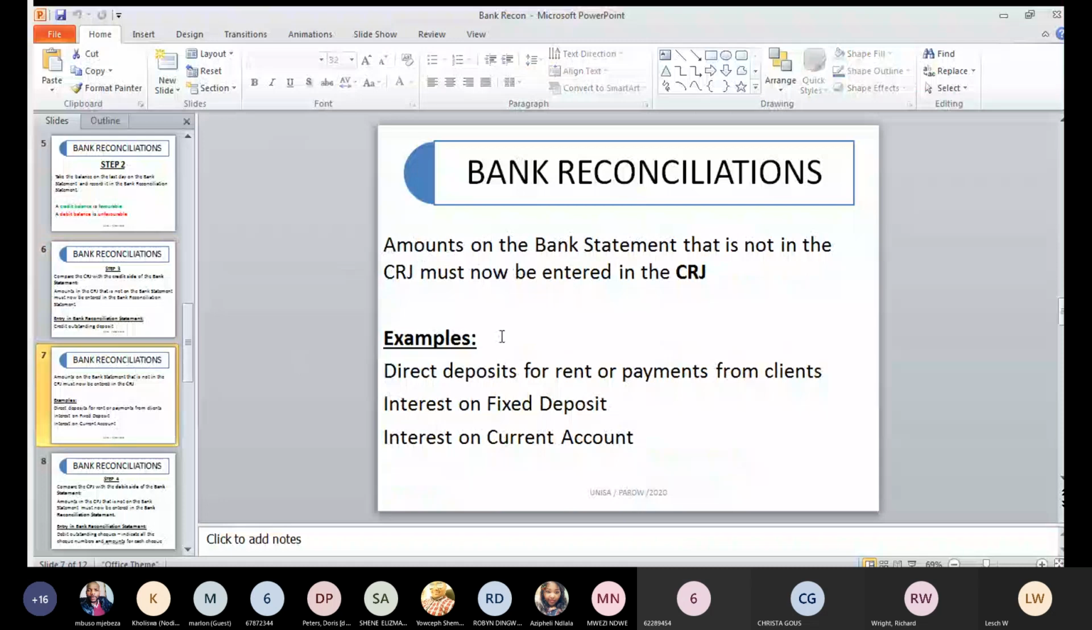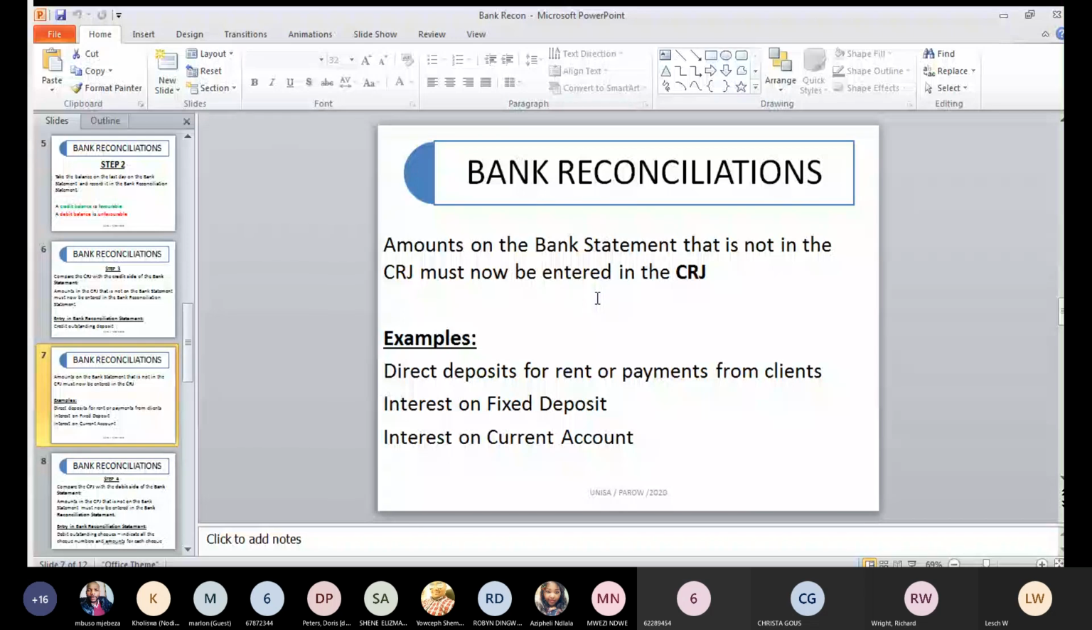Still busy with step number 3. If you come across any amounts that appear on the bank statement that are not yet in the cash receipts journal, we must now update our cash receipts journal with those amounts. So it will include items such as direct deposits for rent or payments from our trade receivables.